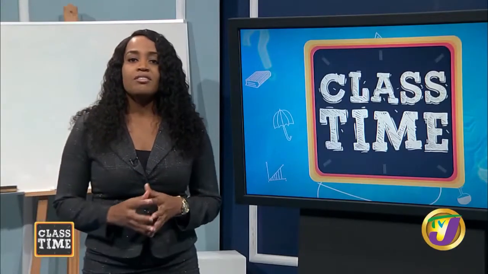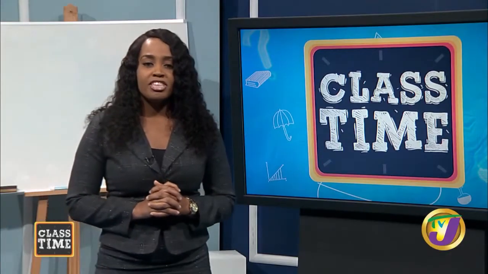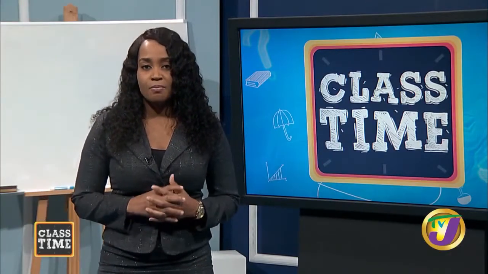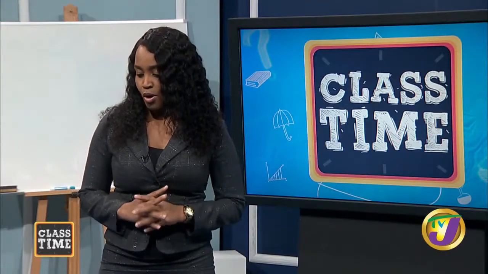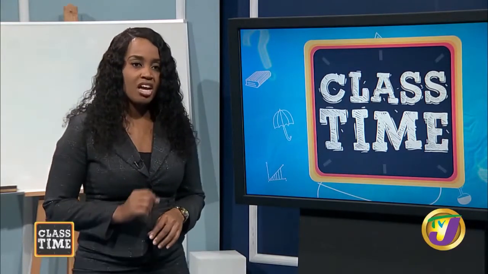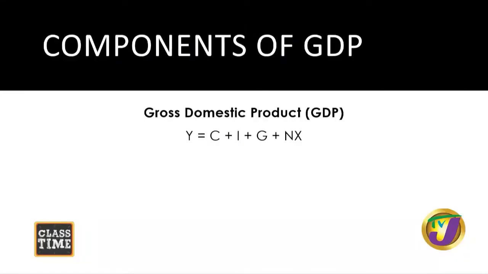All right, so next we're going to look at the components of GDP. Now, there are different ways of measuring GDP. You will look at the expenditure approach, the income approach, and the output approach. The components of GDP based on the expenditure approach are given by the equation Y equals C plus I plus G plus NX. I'm going to break these down for you.